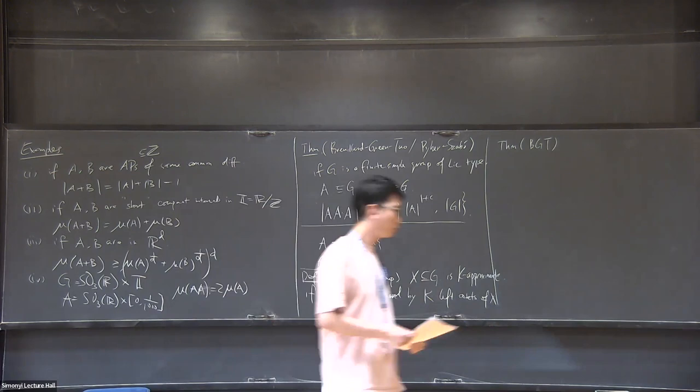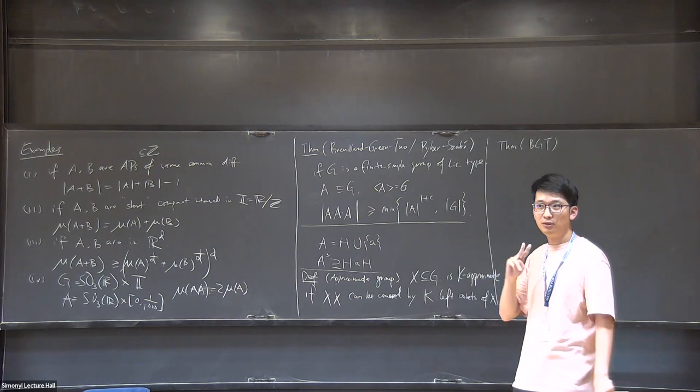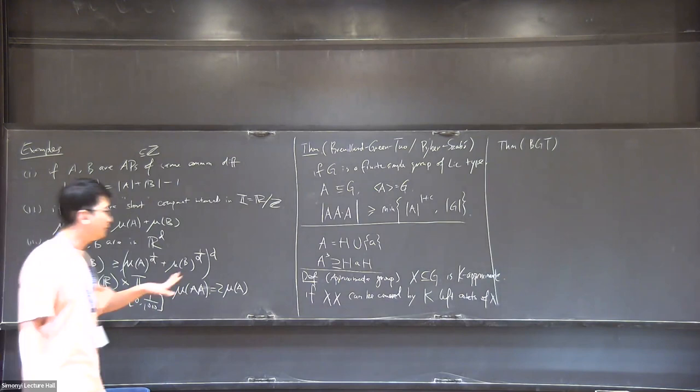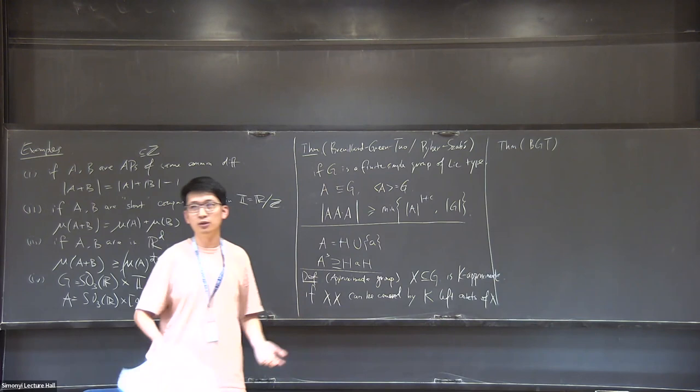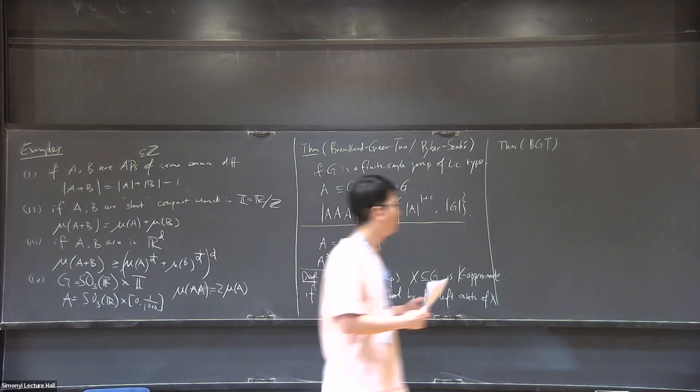But actually, in lots of cases, we don't need to really distinguish tripling, A times A times A, and doubling, A times A. Because if A times A is small, from this example one can see that A contains a large approximate group. So you can find another approximate group H such that A and H are comparable, meaning they can be covered by translates of each other.